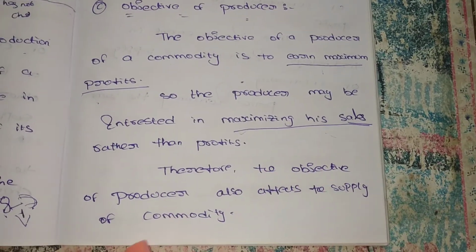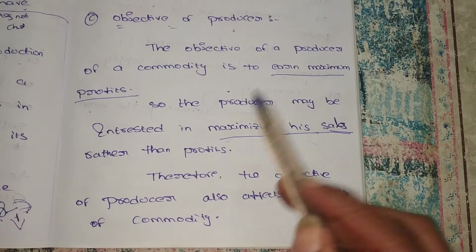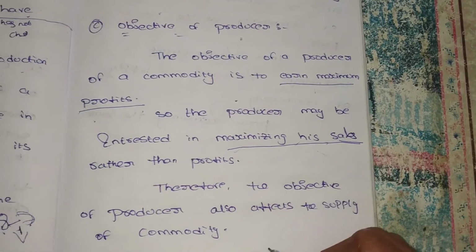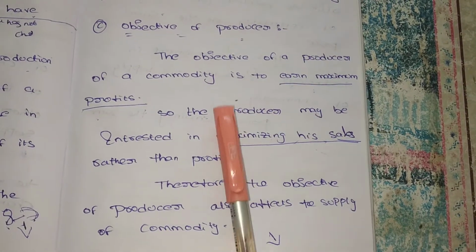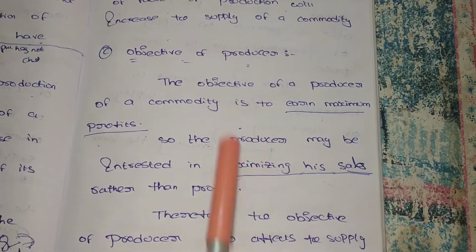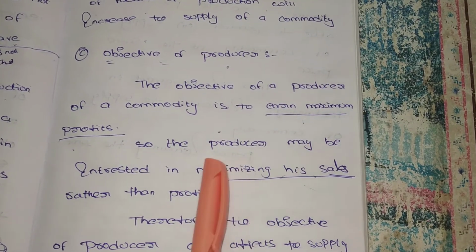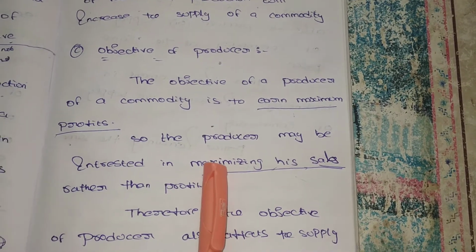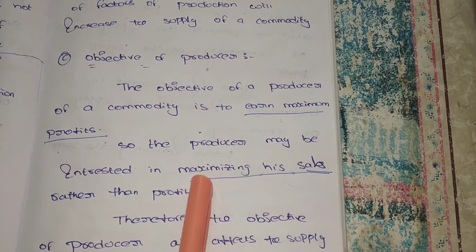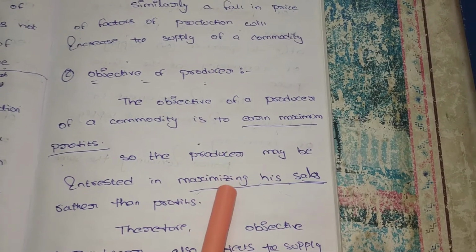Therefore the objective of the producer also affects the supply of a commodity. He wants to maximize his sales instead of profits. He wants to maximize, meaning he wants to produce more goods, then the supply will also increase. So this is also one of the effects. There is no change in price here either. The producer's objective is to sell more, so he improves his production, and the supply changes. Based on the objective of the producer, he wants to improve his sales revenue, so he produces more goods, and then the supply will increase.